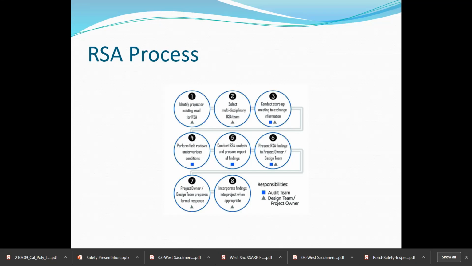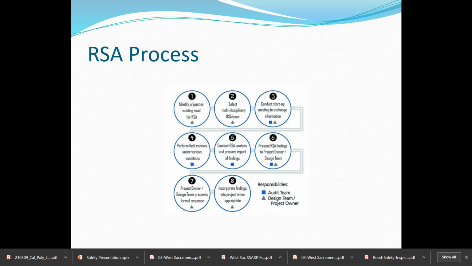So, identify project or existing road for road safety audit. You can think of the project that you did. I hope you can see me as the design team or a project owner or whatever, and then you could see yourself as the audit team. So you are the independent audit team and I'm the design team, or the person who maybe designed it, or the person who's asking you to evaluate it. So I might be the agency. You can think of me as an agency participant who is recruiting you as an independent team to do the road safety audit that you just conducted.